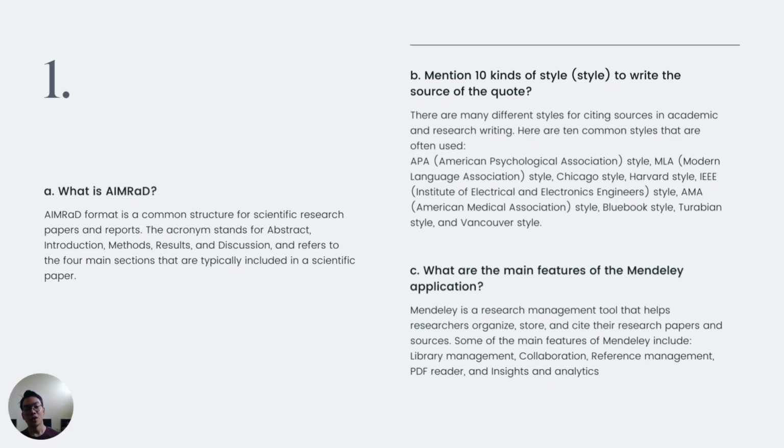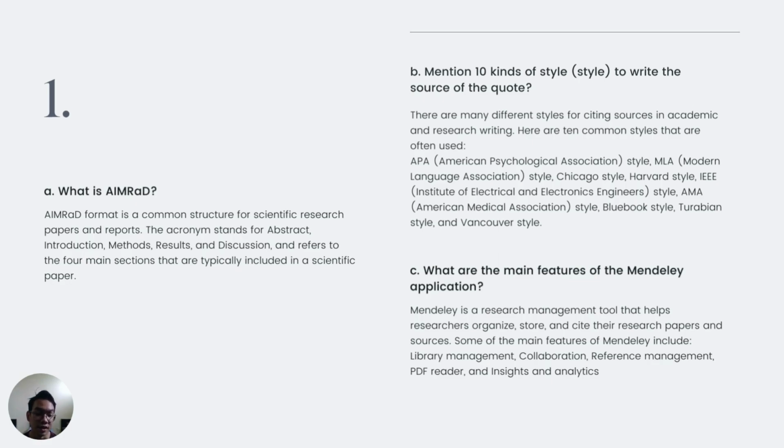And C, what are the main features of the Mendeley application? Mendeley is a research management tool that helps researchers organize, store, and cite their research papers and sources. Some of the main features of Mendeley include library management, collaboration, reference management, PDF reader, and insights and analytics.